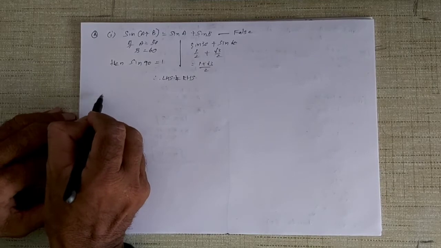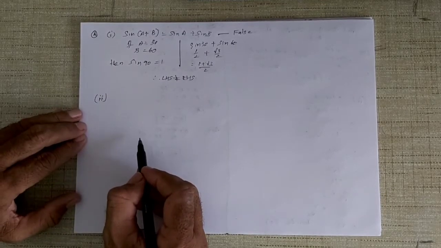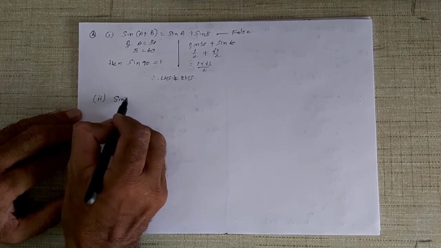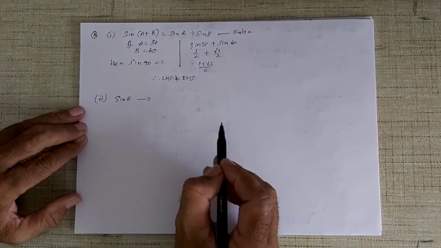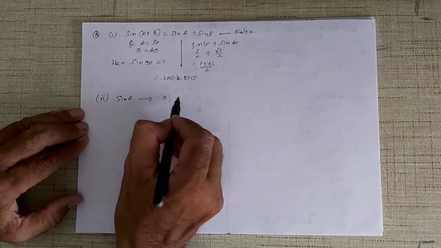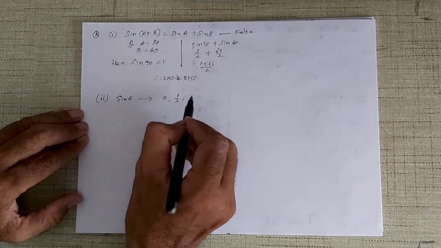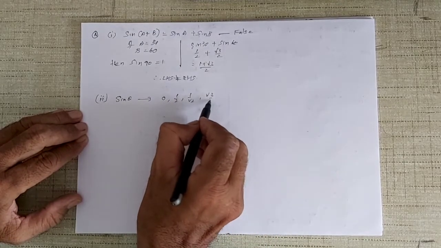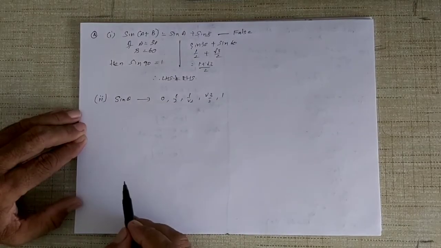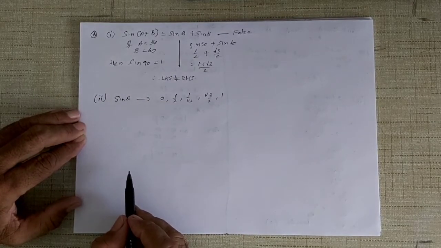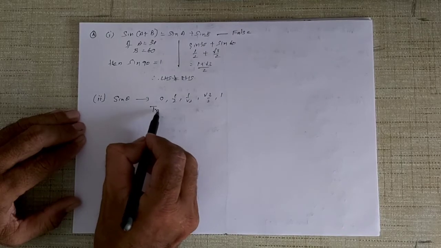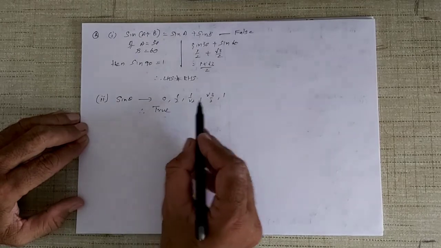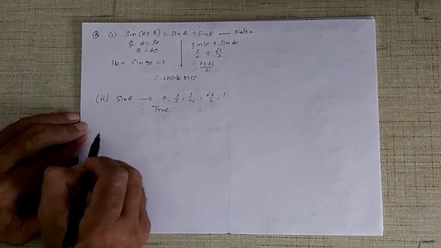Okay, let us take the second case. The value of sin theta increases as theta increases. Sin 0 is 0, sin 30 is half, sin 45 is 1 upon root 2, sin 60 is root 3 by 2 and sin 90 is 1. You can see the value goes on increasing from 0, half to 1. Therefore, this is true.